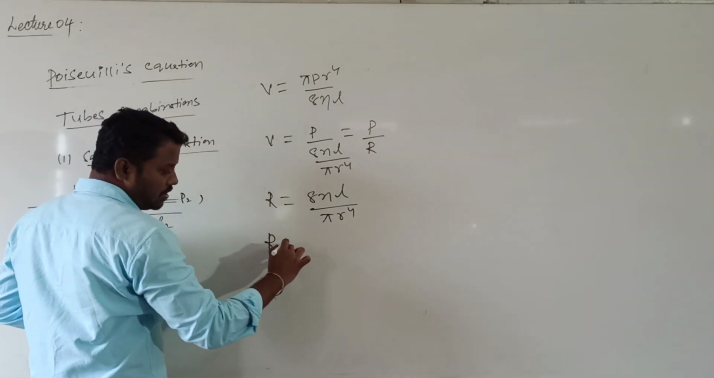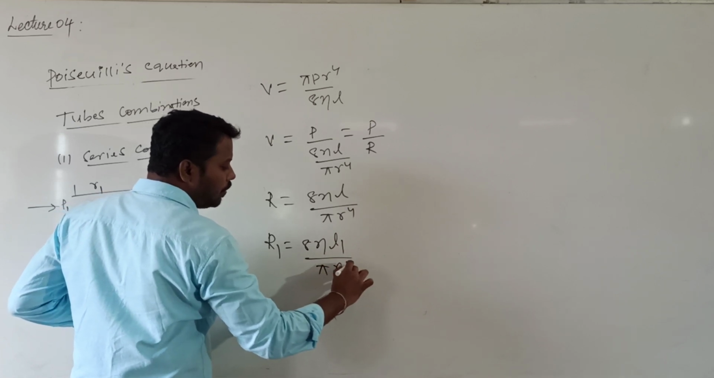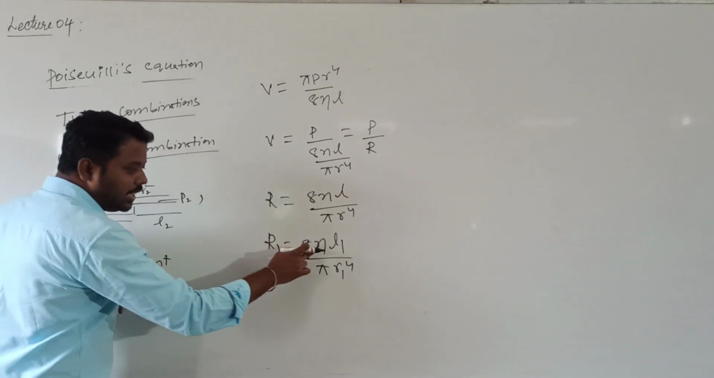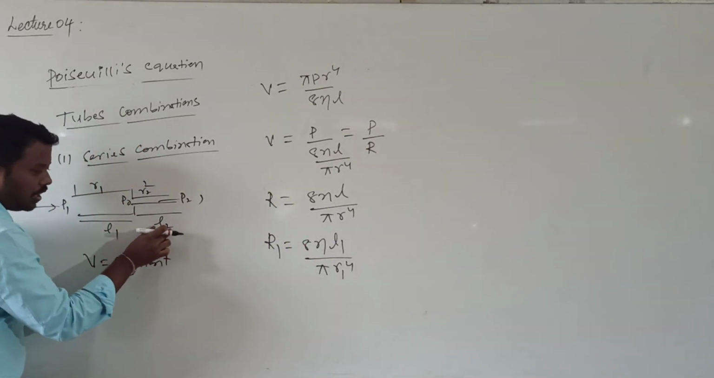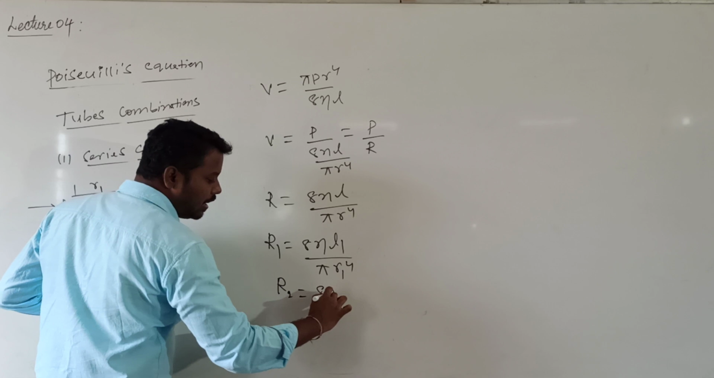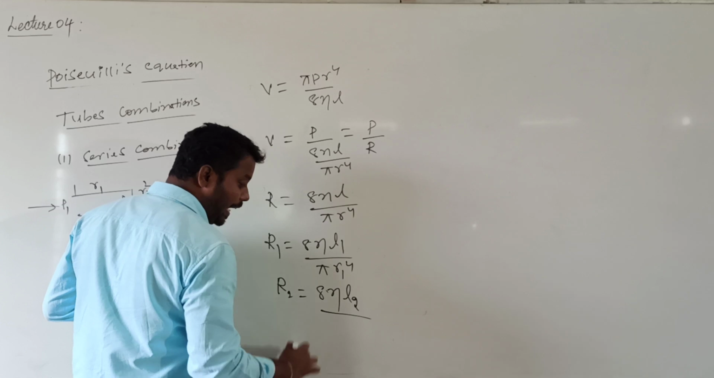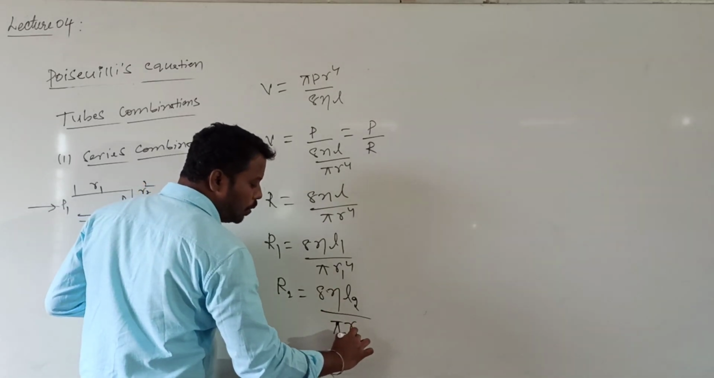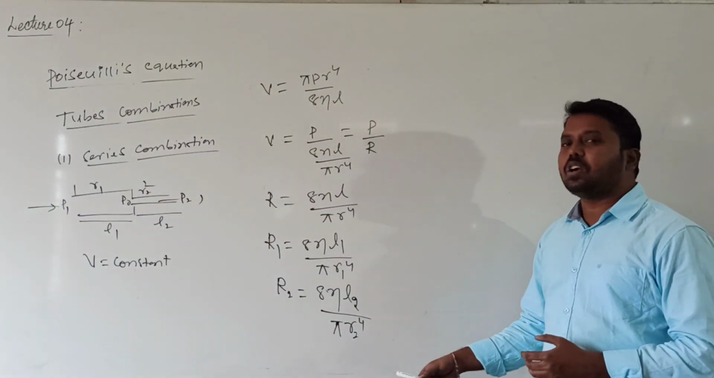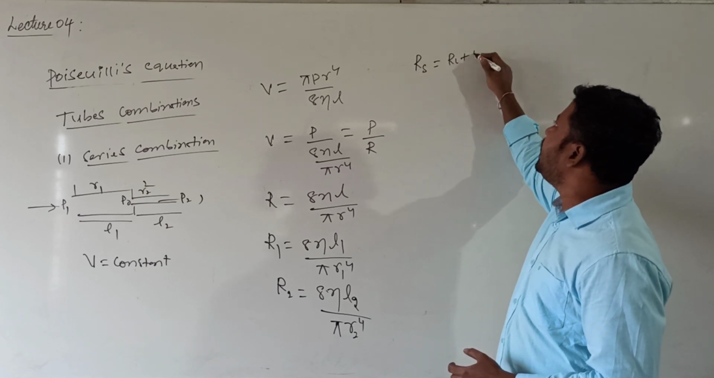The resistance of the first tube is given by R1 = 8 eta L1 divided by pi R1 power 4. The first tube has length L1 and radius R1, but the coefficient of viscosity is the same. The second tube has length L2 and radius R2. Then the resistance offered by the second tube is R2 = 8 eta L2 divided by pi R2 power 4. So we got R1 and R2. The effective resistance of the two tubes, Rs, is R1 plus R2.